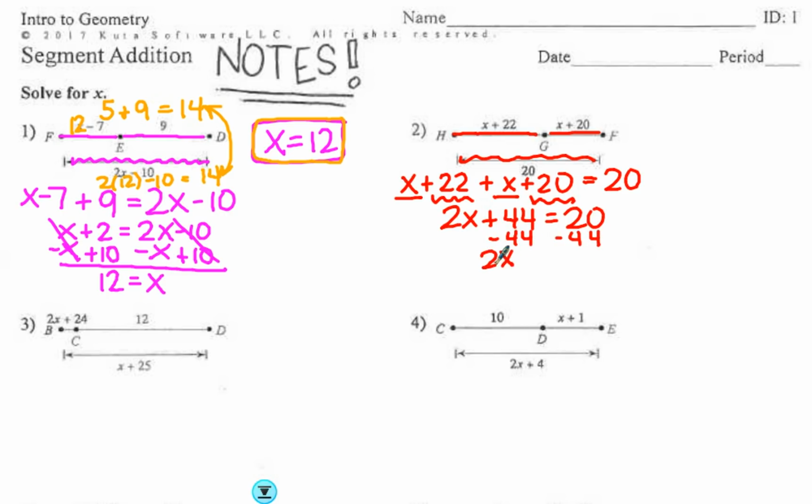I have 2x equals negative, not that. All right, so when I do 20 minus 44, I end up with negative 22. And then I divide both sides by 2, and we get x equals negative 11. Now again, if you plugged this in for x, you could see whenever you did that, it would end up equaling 20.